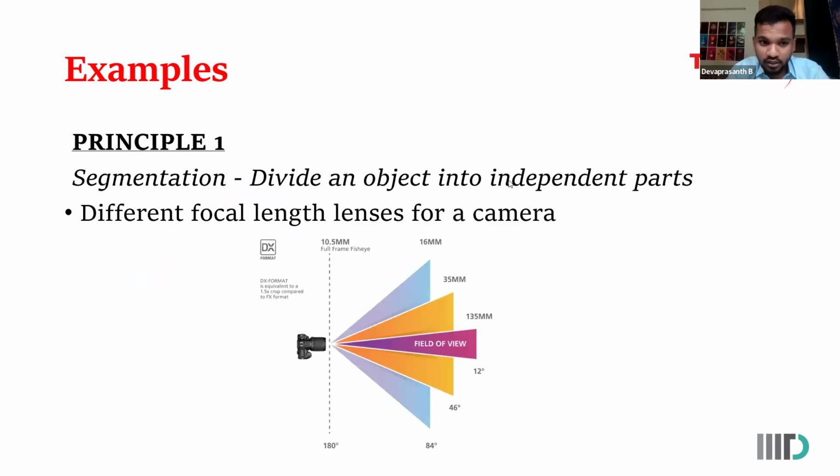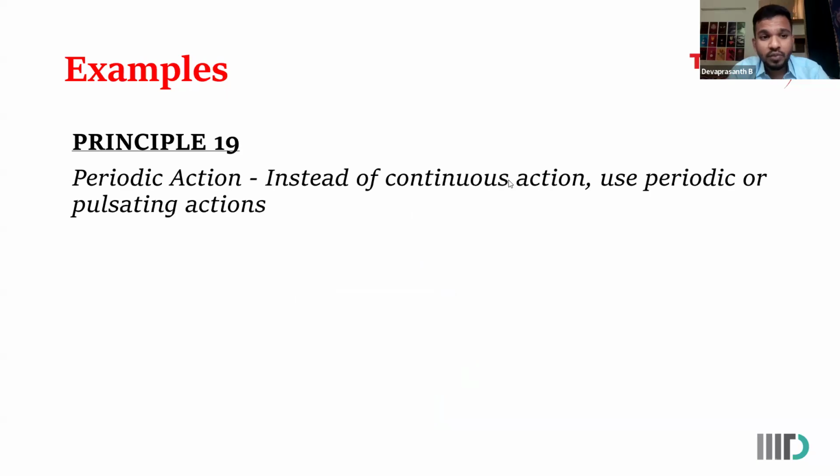So, for example, we can take a camera. Before 2000 or 1998, if you wanted to use a different focal length for a camera, you needed to change the camera. You couldn't change the lens and the camera at a time. But after 2000, with a single camera, you can use multiple lenses according to the field of view. That's how segmentation works.